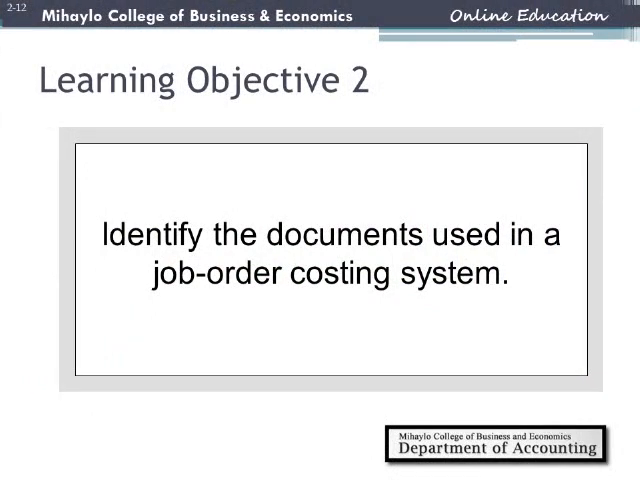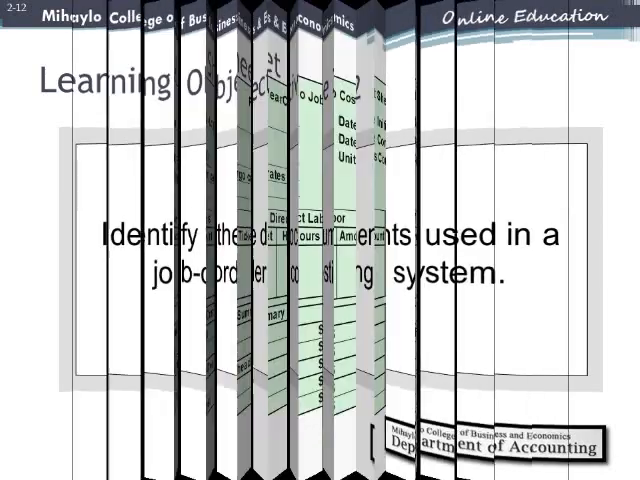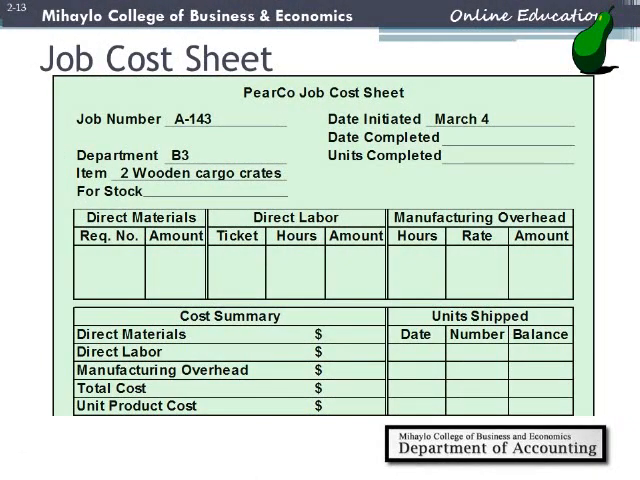Learning objective number 2 is to identify the documents used in a job order costing system. The accounting department relies upon a job cost sheet for tracking the direct and indirect costs associated with a given job. Here is a job cost sheet for a hypothetical company called Pearco. A job number uniquely identifies each job. Direct material, direct labor, and manufacturing overhead costs are accumulated for each job. And the job cost sheet is a subsidiary ledger to the work in process account.